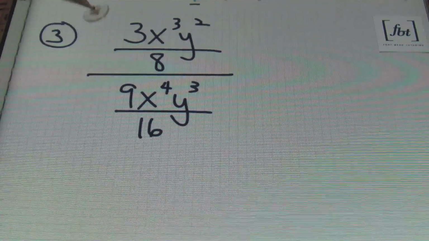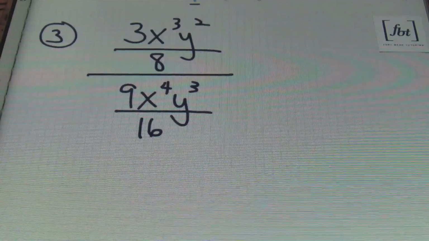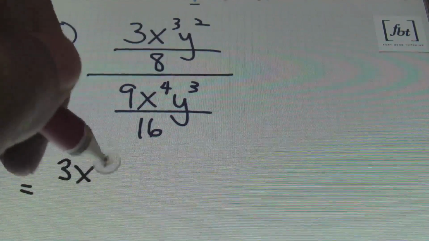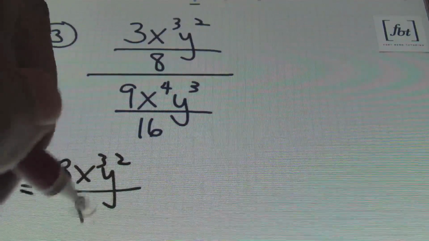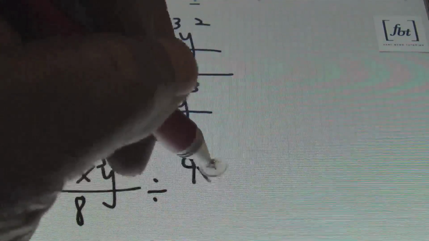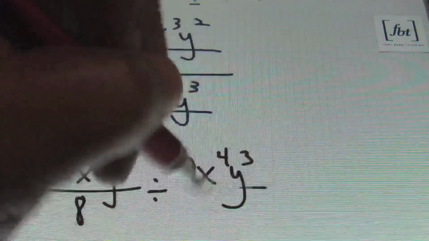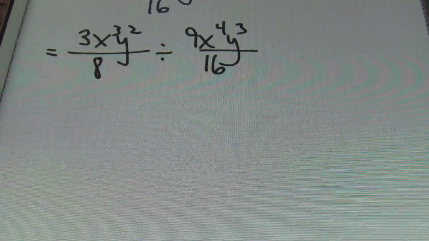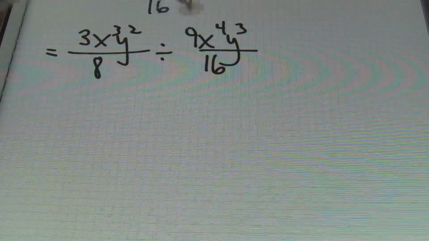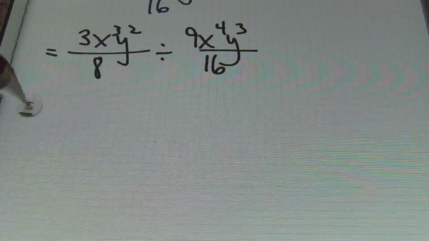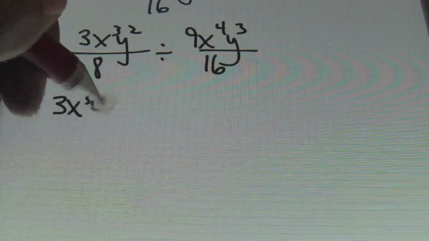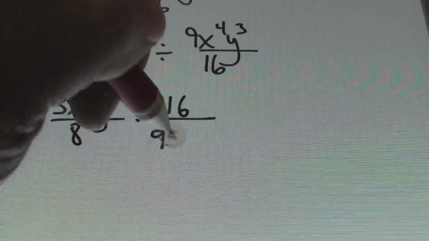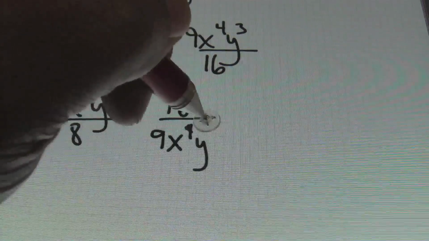All you have to do is rewrite this as a division problem. So that's what we'll do. I'm going to have this rewritten as 3x cubed y squared all over 8 divided by 9x to the 4th power y cubed divided by 16. Once I have it in this form, I'm going to then multiply by the reciprocal, or the flip, of the second fraction. So rewriting this, I have 3x cubed y squared over 8 times 16 over 9x to the 4th power y cubed.